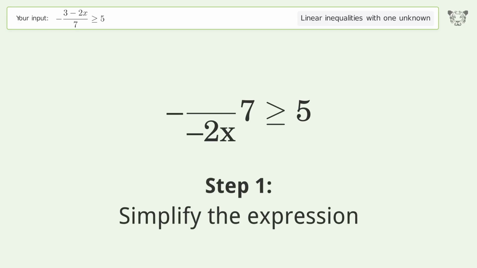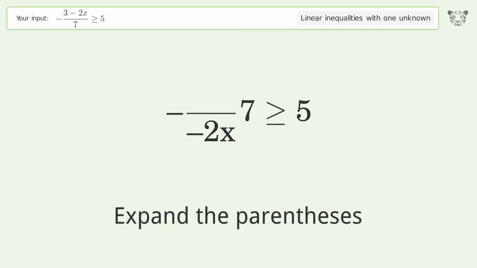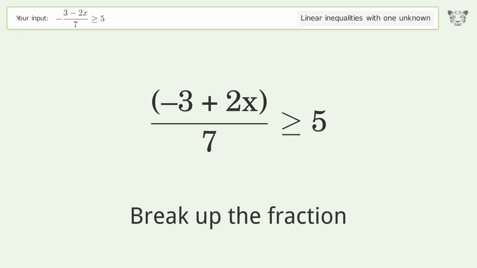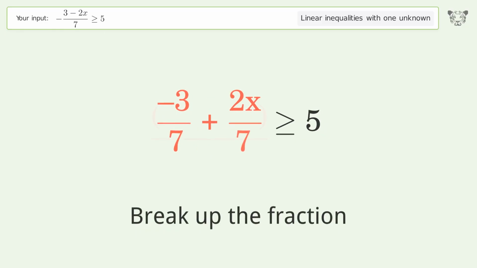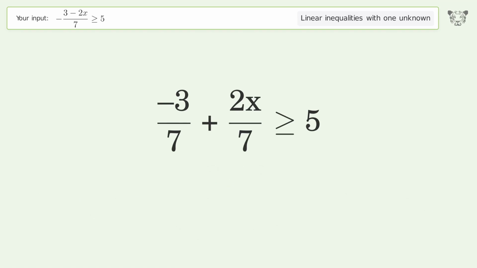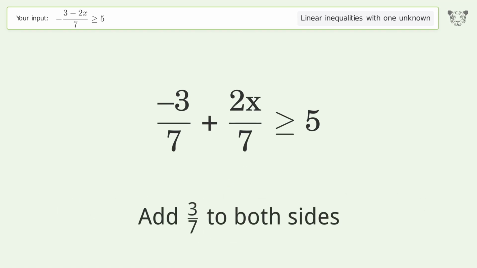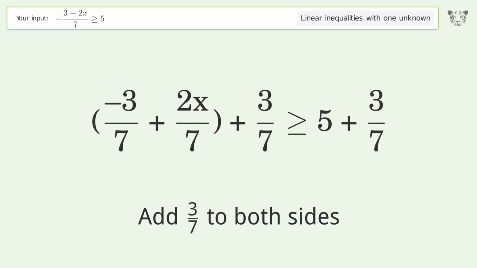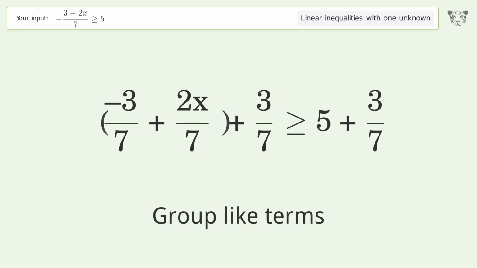Simplify the expression. Expand the parentheses. Break up the fraction. Group all constants on the right side of the inequality. Add 3/7 to both sides. Group like terms.